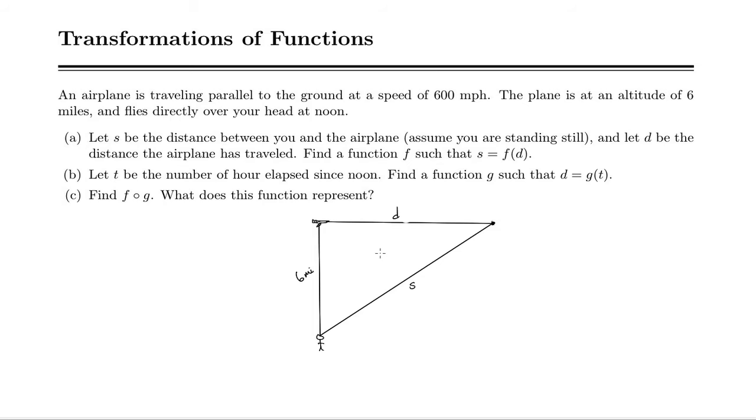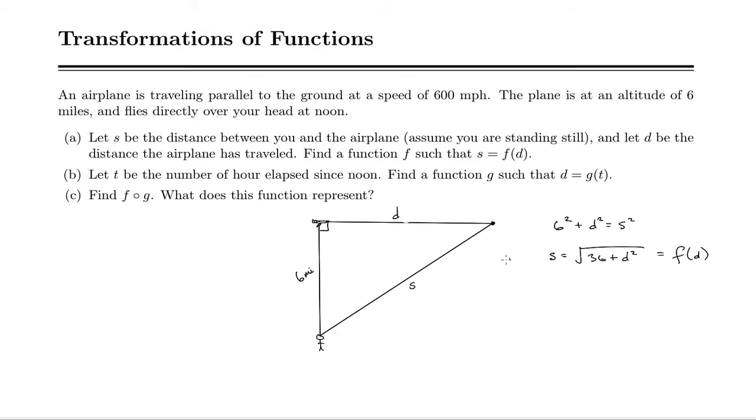Find a function f such that s is equal to a function of d. Well, we've got a right triangle here. So the Pythagorean theorem says 6 squared plus d squared equals s squared. So s is equal to the square root of 36 plus d squared. There's our function of d.